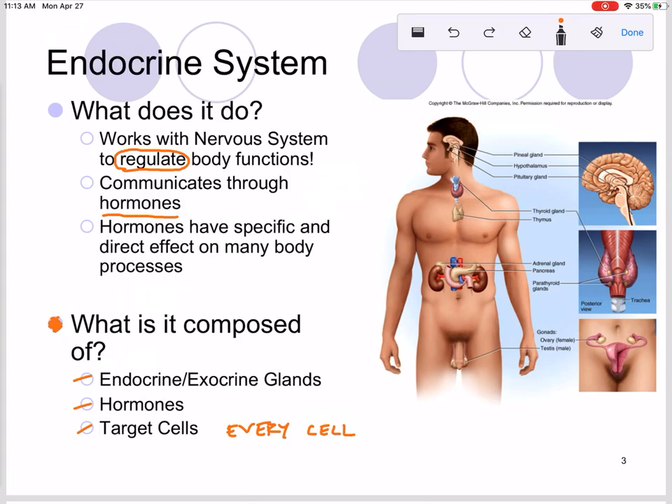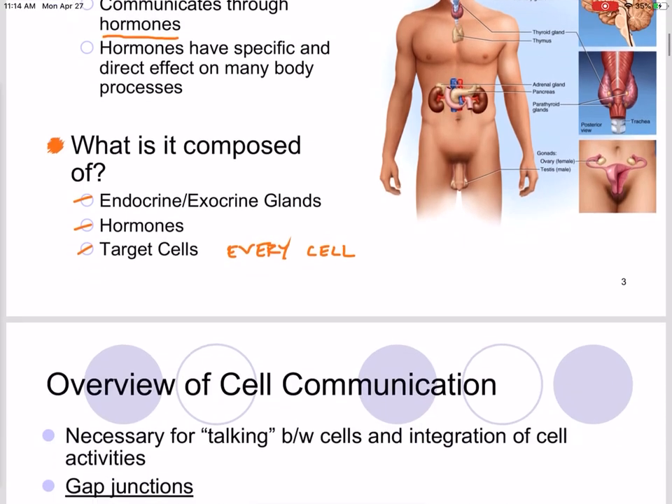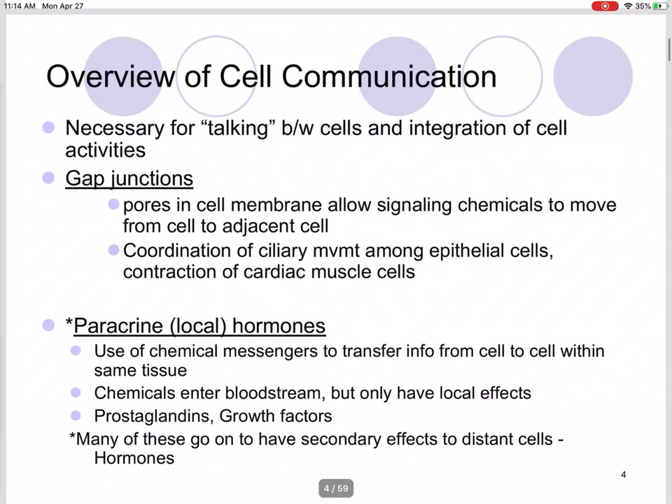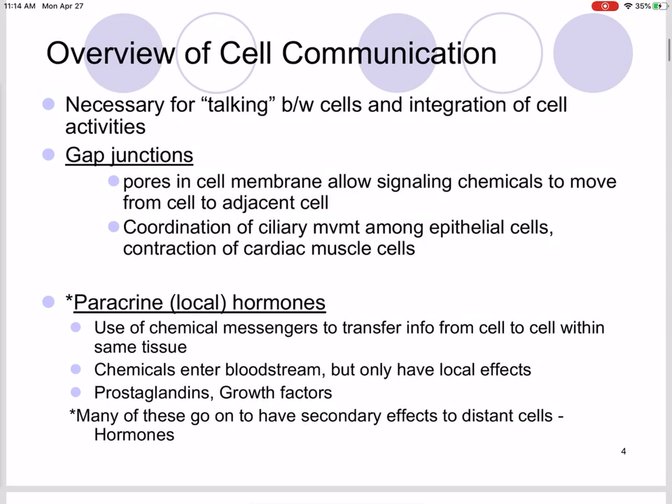Because every cell in our body is going to be responsive to hormones. So it turns out every cell in our body is going to be a target cell to some hormone. But when we go through the specific glands and hormones, we'll get a sense of what is a specific target cell for each particular hormone.